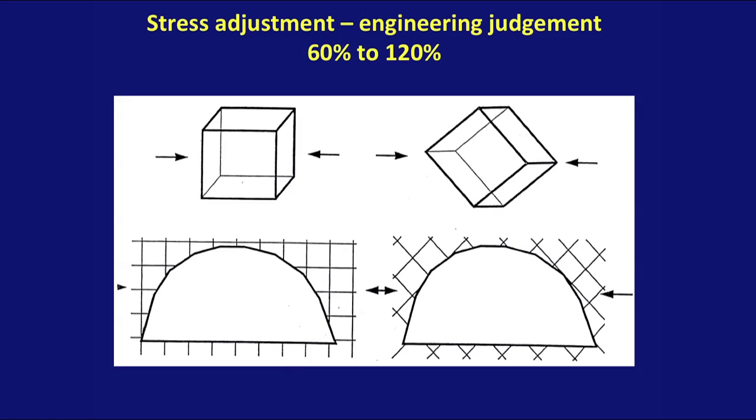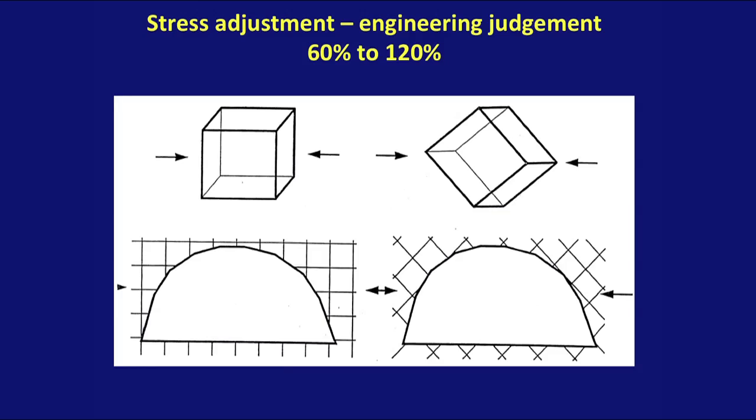This just gives an indication of further adjustment for the stress, the confinement, and this is based on engineering judgment. The minimum adjustment is 60%, and the maximum is 120%. And it just gives you an indication there in the pictures of what you need to take into account. For example, on the left-hand side, a horizontal confinement would improve stability. On the right-hand side, a significant confinement might actually pop out those blocks because of the different orientations.